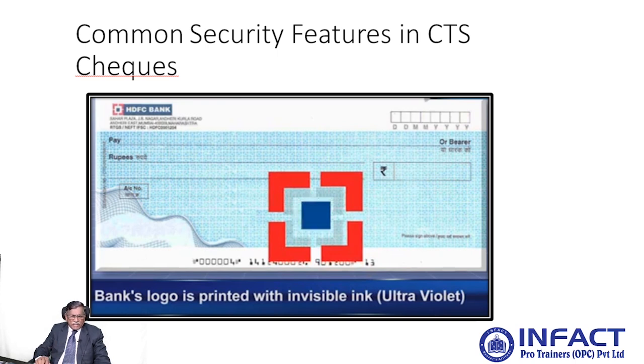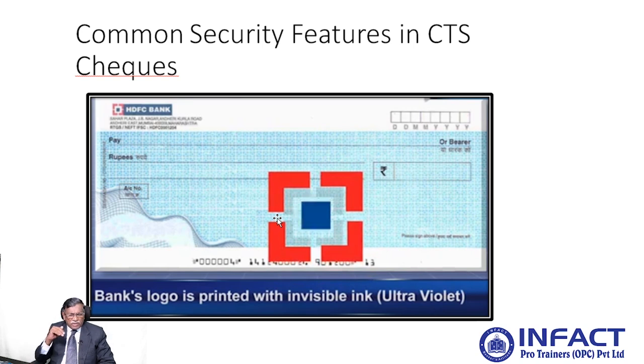If you look at it, there is a red color on the outer line, and inside there is a blue color. This is the logo of the bank. You would have seen it elsewhere, whenever you travel and cross an HDFC Bank, this particular logo is always there. The same logo is printed on the check, and this can be seen only with ultraviolet.